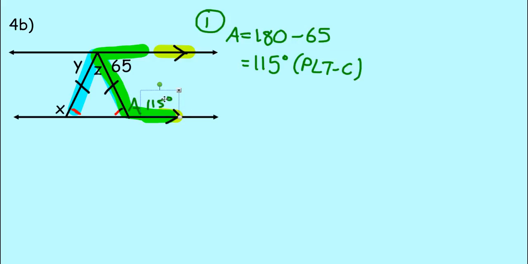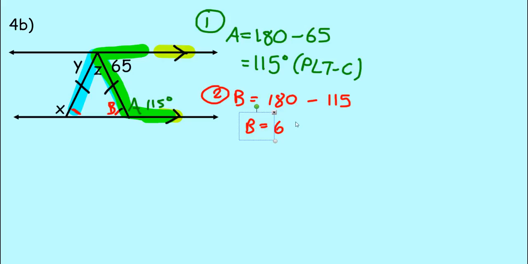So if this is 115 degrees, that means that I can now calculate what this red angle is, and I'm just going to call this red angle B. So step number 2, I'm going to figure out B is equal to 180, because this is a straight line here, minus 115. So B is equal to 65 degrees. Oops. And I just realized actually that you didn't actually have to figure out what A was.